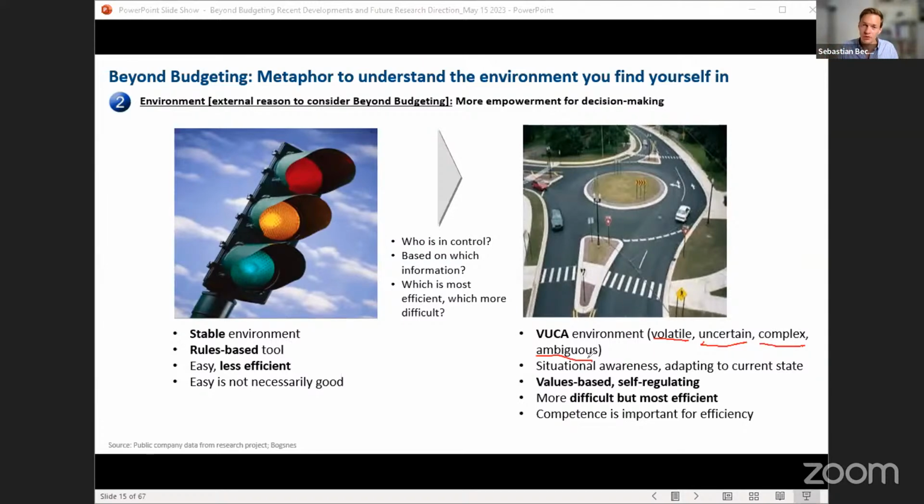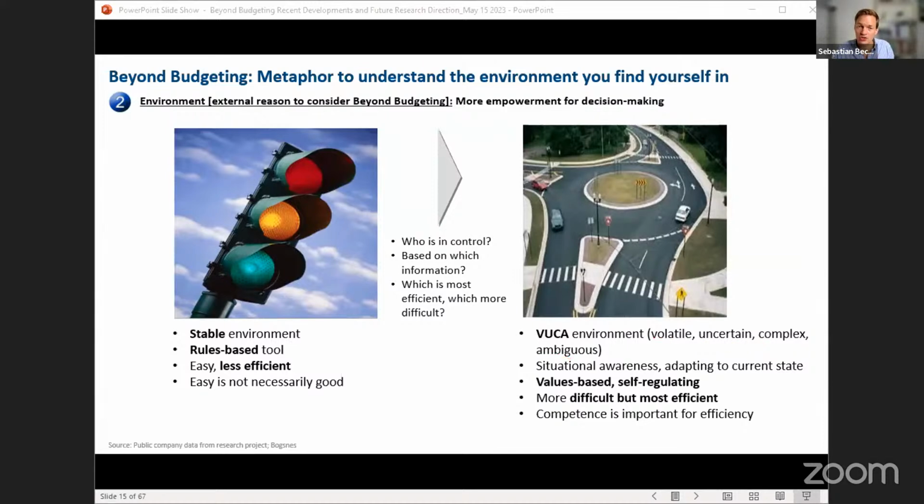So safety of people, how the car works, what the traffic laws of the country are. And then you also have some signs. You have traffic signs, and these are basically your values. But within those values, you're basically free and open and self-regulated. You decide yourself what needs to be done, right? And this is probably a bit more difficult, but it's probably also most efficient in a VUCA environment. Okay, so that's a nice metaphor.